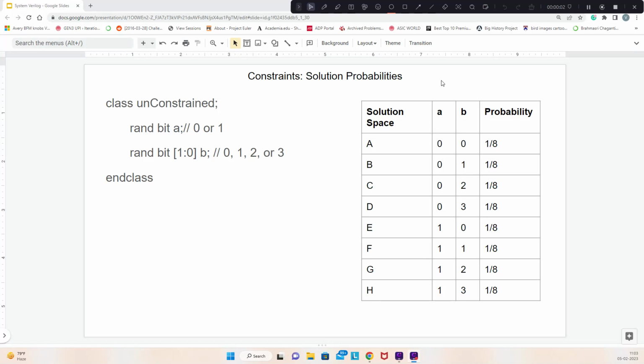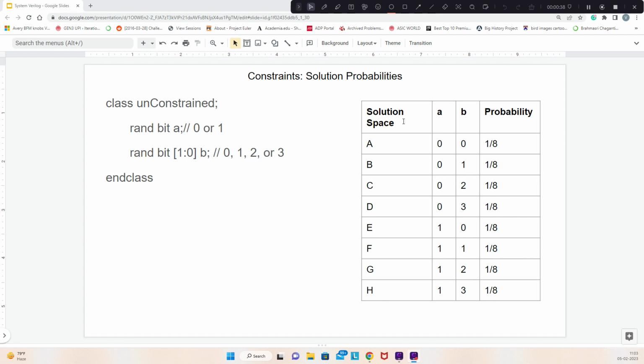Hi everyone, in this video let's look at the probabilities of the solution when a variable is declared as random, and if at all it's constrained. In this example we have a rand bit a and rand bit [1:0] b. The possible values for a are 0 or 1, and possible values of b are 0, 1, 2, 3. Now the possible solutions: when a is 0, b can be 0, 1, 2, 3, and when a is 1, b is 0, 1, 2, 3. The possible solutions are 8.